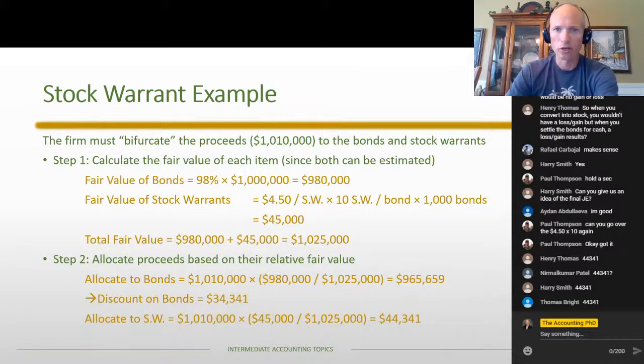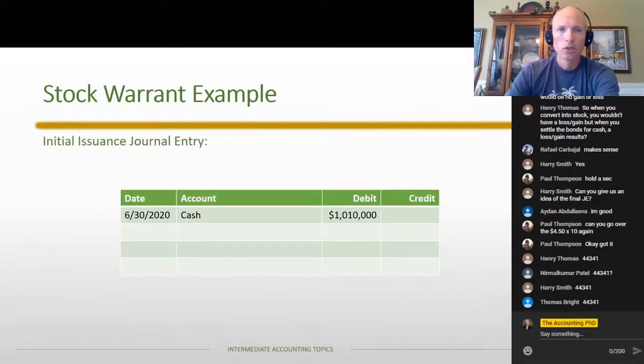Okay, so now to the journal entry. So again, the initial issuance, we are receiving cash. We've been told we received $1,010,000 cash as part of this issuance. Now we're just trying to figure out how much am I allocating to the bond and how much am I allocating to the stock warrant.